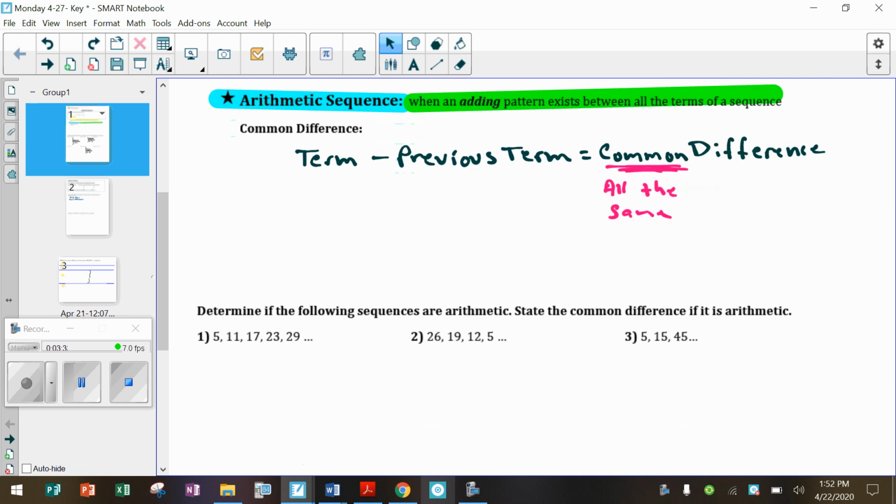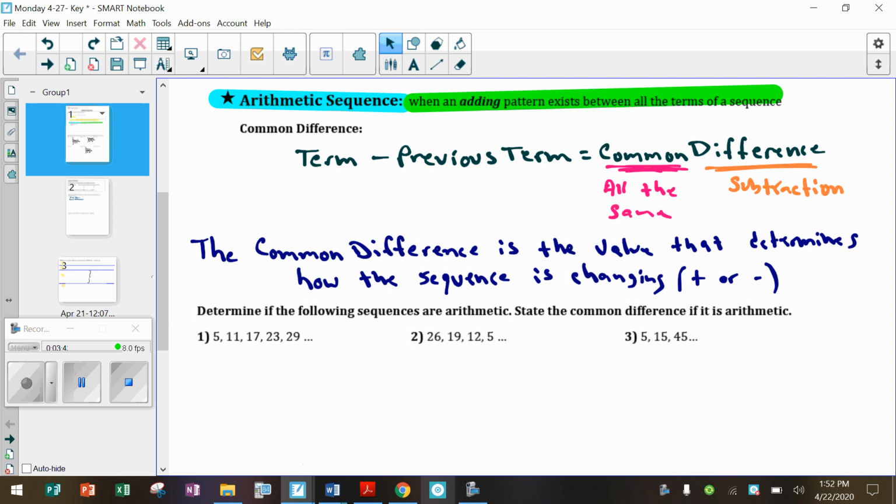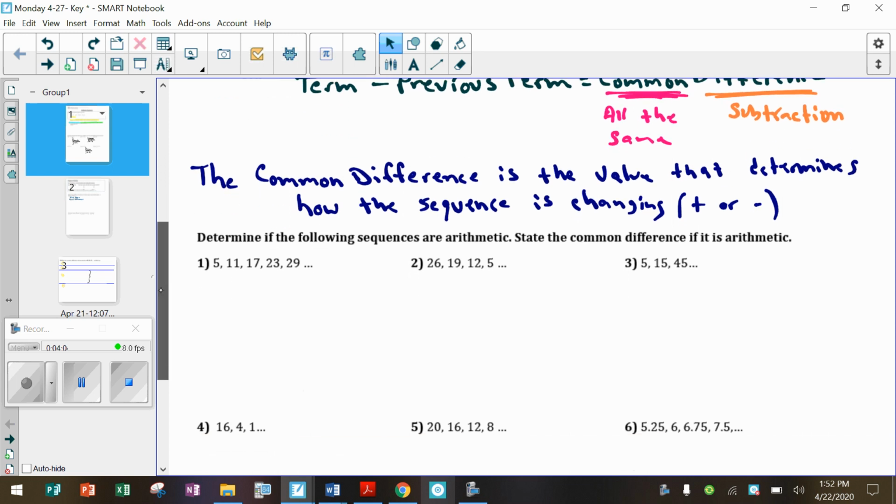Our common difference means it's the same number we keep getting over and over when we subtract any term from the term before it. Our common difference is the value that determines how the sequence is changing, whether it's changing by adding a number or by subtracting a number. So let's look at some examples and determine if our sequences are arithmetic. If they are arithmetic, we want to find the common difference.